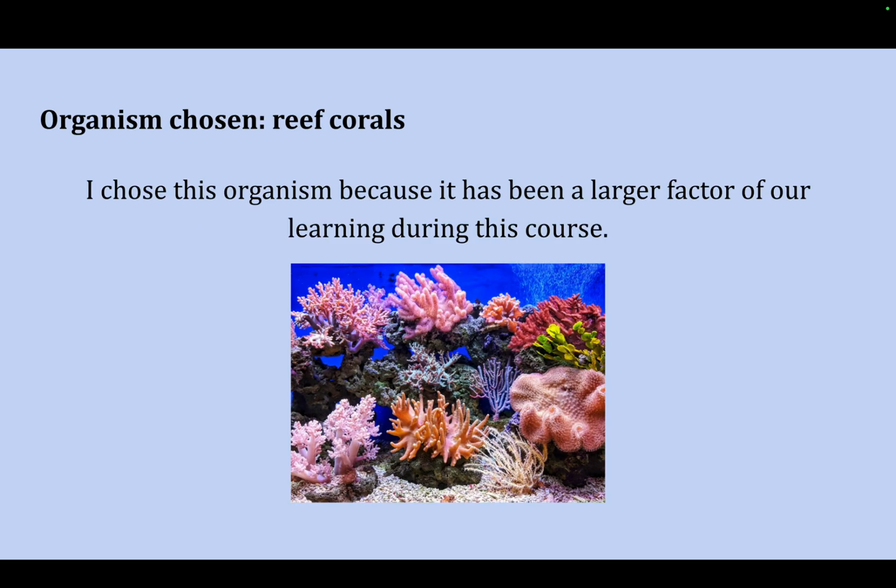So for my project, I chose to do coral reefs, and I chose this organism because I know that it's been a vital aspect of our learning experience during this course, and I thought that we learned so much about it that I really want to deep dive into it more because there definitely are some questions I had before I started this project, and I wanted to address them during this.